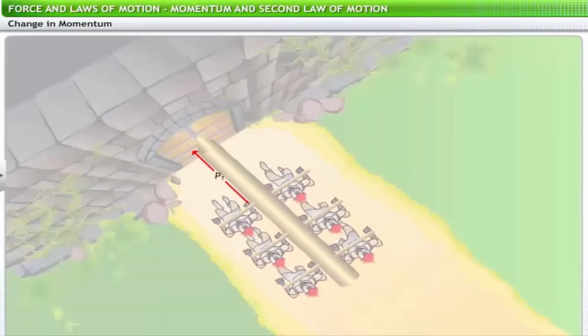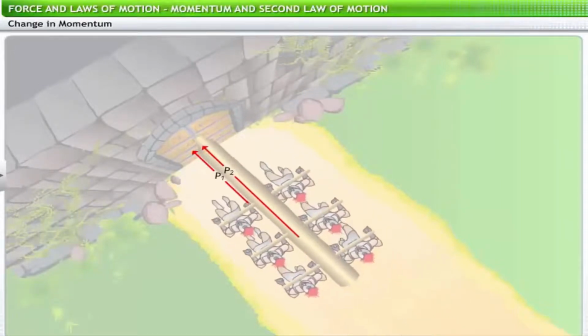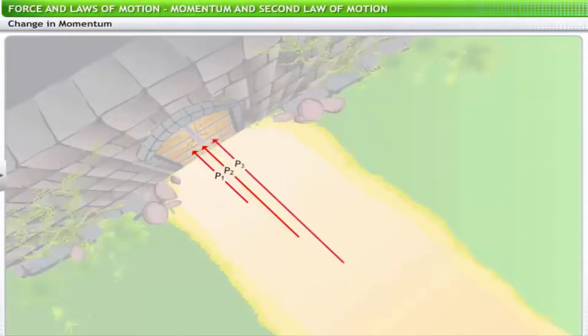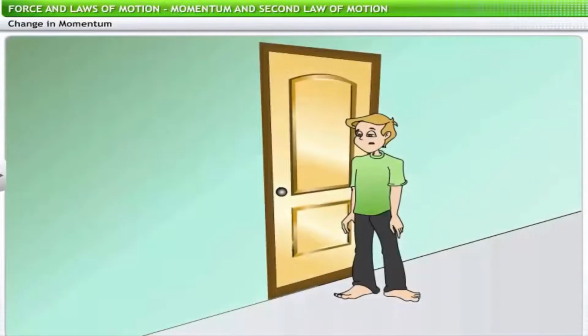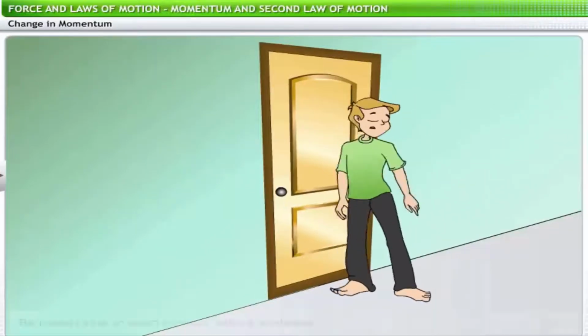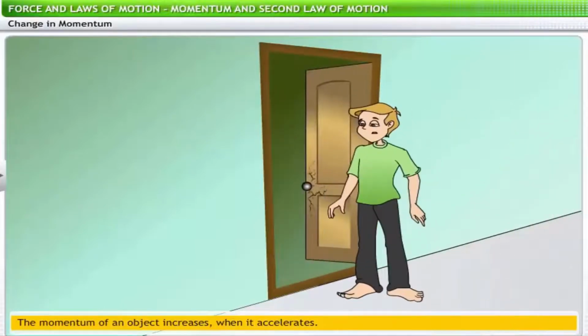The momentum of this army column differs at different points in their run-up to the gate. Although the mass of the log is constant, their velocity is increasing constantly. That is, they are accelerating. Another example is when actors in movies perform stunts, such as breaking down a door. The momentum of an object increases when it accelerates. Therefore, the rate of change of momentum depends on the acceleration of the object.